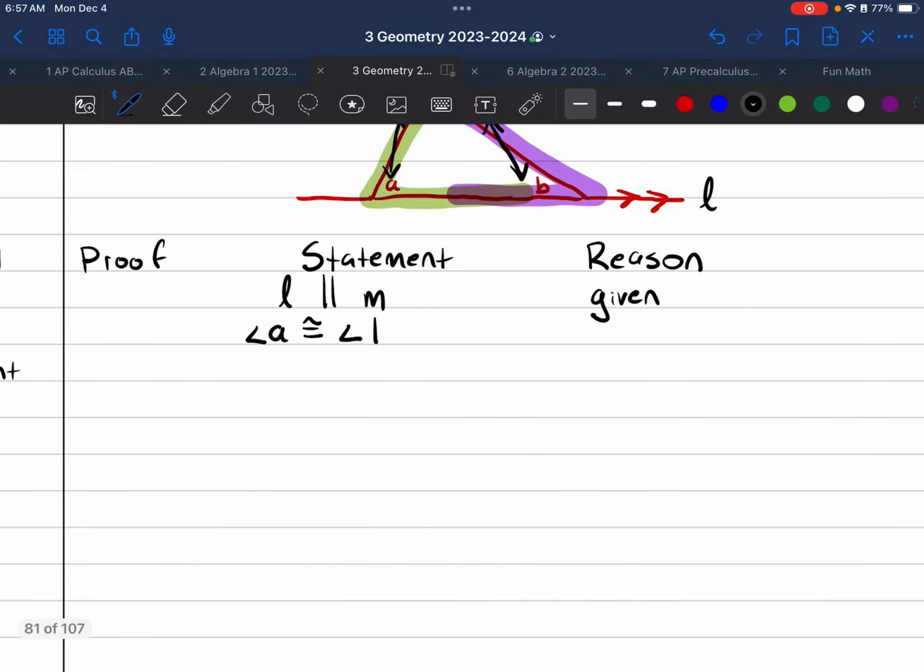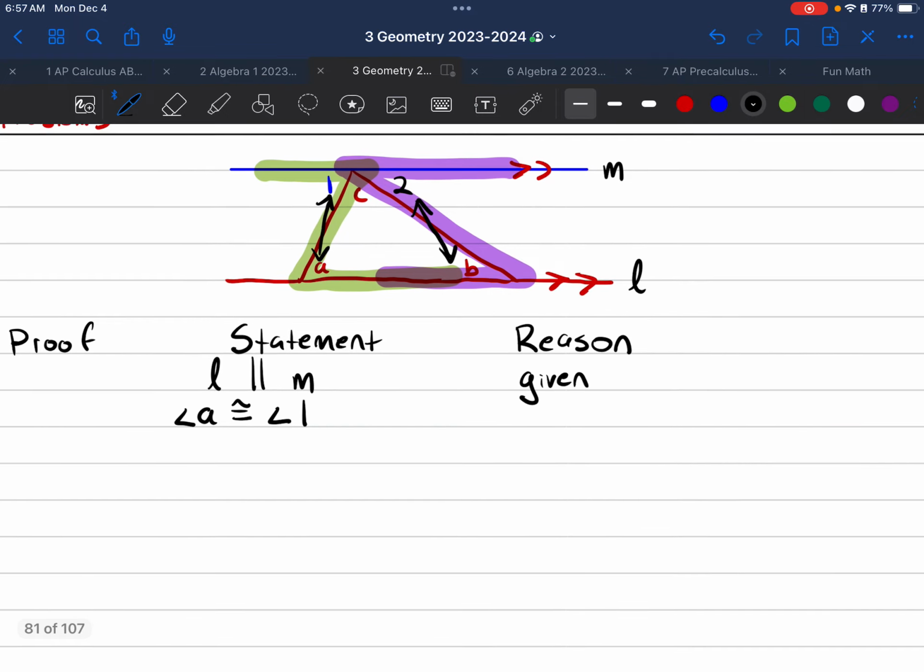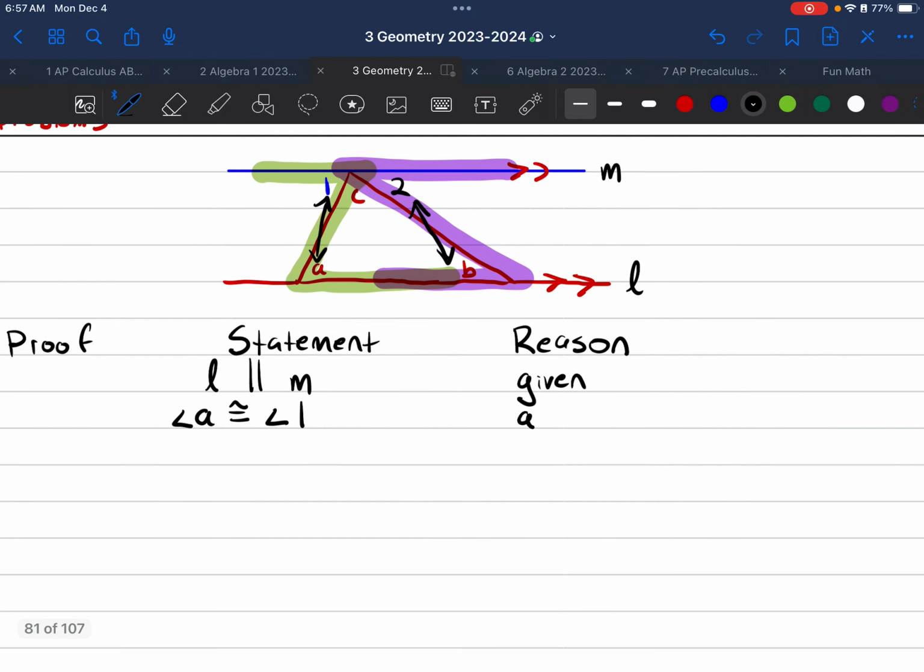Okay, so I'll say that angle 1 is congruent to angle A. Why do we know that? Because they're alternate interior angles. I'll say alternate interior angles. I'm just going to abbreviate.